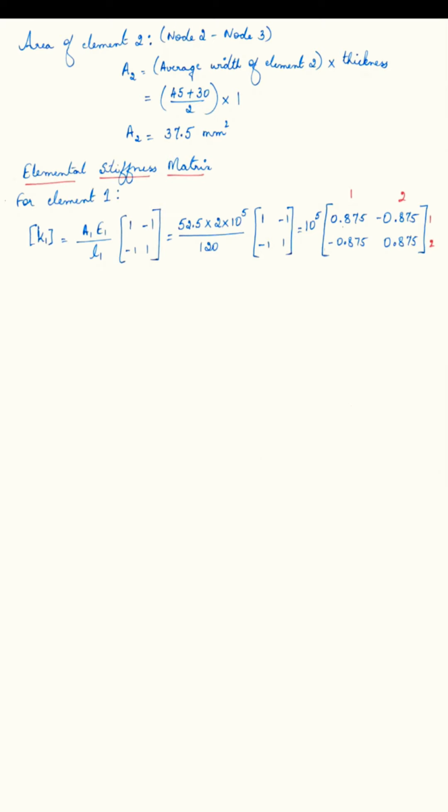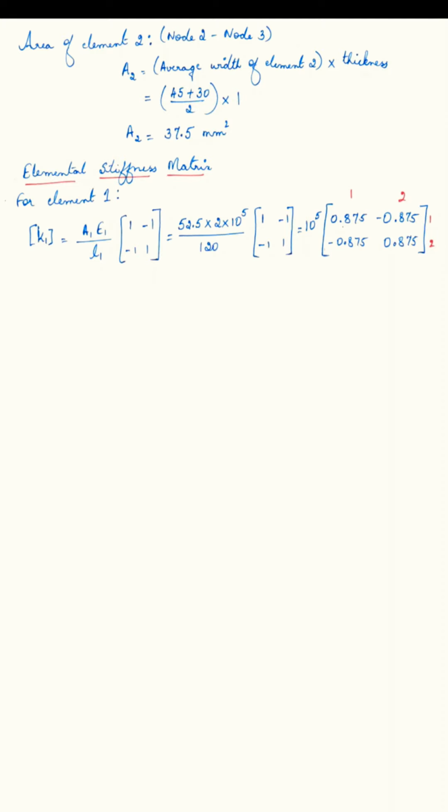Next we need to calculate the stiffness matrix, going by the steps that we have discussed in the very first session. The element matrix of element 1 is given by k1 = A1 E1 by L1. A1 we have determined, E1 has been given in the question as 200 GPa, which we will write as 2 into 10 to the power of 5. L1 is 120 mm, multiplied by the matrix 1 minus 1 minus 1 and 1. So 52.5 into 2 into 10 to the power of 5 divided by 120, times the matrix 1 minus 1 minus 1 and 1.